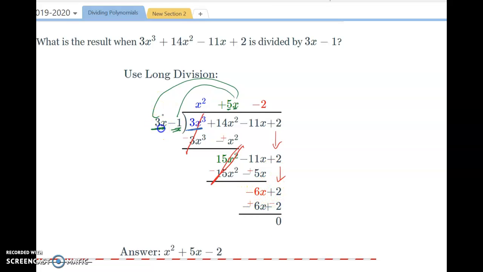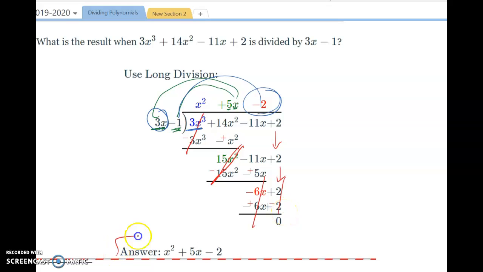So I have 3x. How do I get negative 6x? So I have to multiply by a negative 2. So that would give me a negative 6x, and that would give me a positive 2. And then don't forget, we switch our signs because we're subtracting. And when we do that, everything cancels out and we have no remainder.